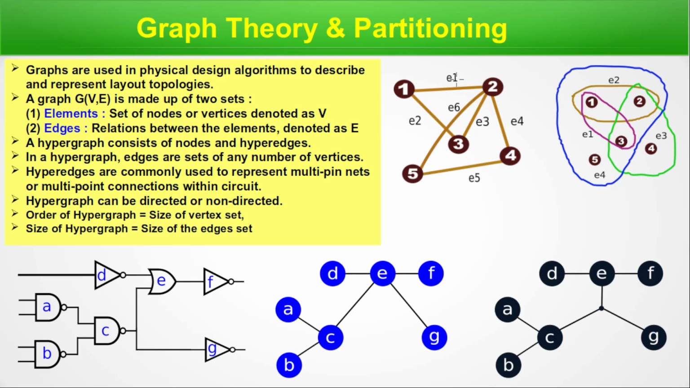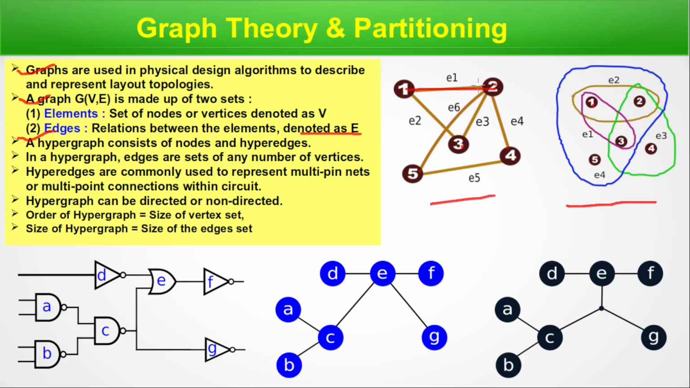Now, graph theory is the basis of partitioning. Graphs are used in physical design algorithms to describe and represent layout topologies. A graph G(V, E) is made up of two sets: a set of nodes or vertices denoted as V, and the relations between elements, the edges, denoted as E. So this is a simple graph. These are vertices and their connections are edges. Now this is a hypergraph. A hypergraph consists of nodes and hyperedges. So these are nodes and these are hyperedges.